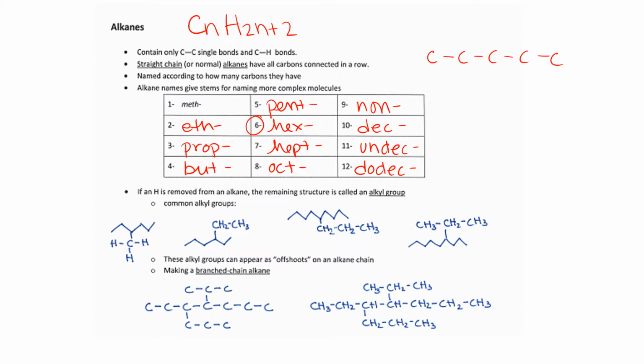You can get little offshoots, little branches to the chain. Those branches are called substituents. And they're composed of just carbon and hydrogen also, so they're kind of like alkanes, but they're little offshoots. And so we call them instead alkyl groups. And those are named just based on the number of carbons as well, but with the -yl ending.